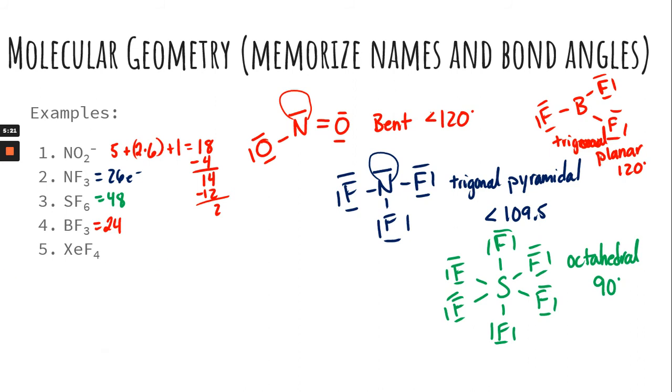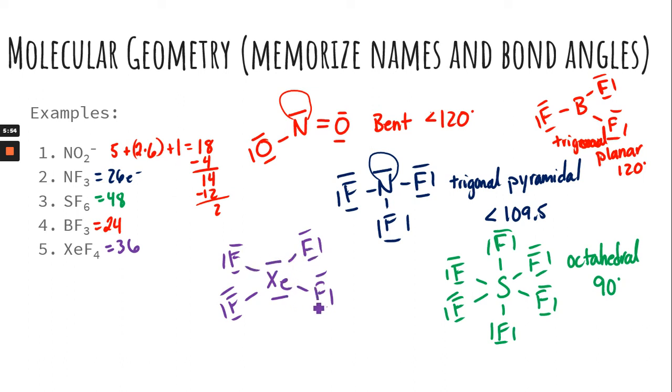All right, let's look at XeF4. So xenon has 8 valence electrons. All of our fluorines have 7, so that's a total of 36. Xenon is placed in the middle. You have 4 fluorines to go around. Satisfy your fluorines. And that uses 32 of your electrons. So you still have 4 electrons left, so they become lone pairs on the xenon.